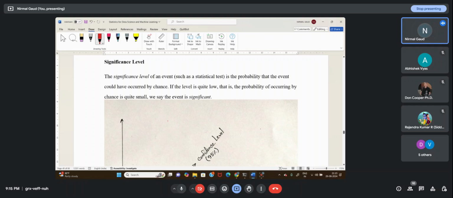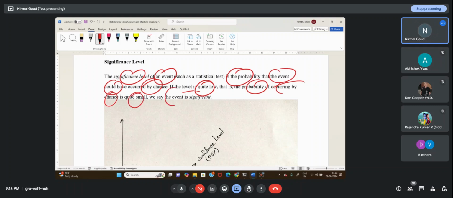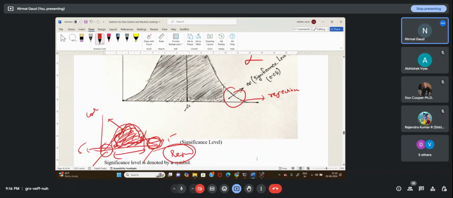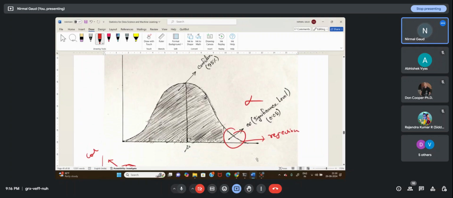Okay, so the significance level of an event is the probability that the event could have occurred by chance. If the level is quite low, then the probability of it occurring by chance is quite small. We can say that the event is significant. I'll give you more examples based upon it. But you have to remember this plot: confidence level, significance level. By chance it may happen that what you are expecting doesn't go correct.